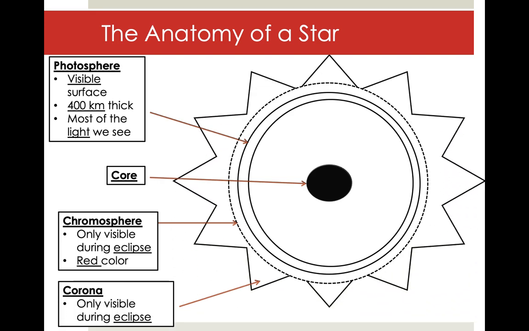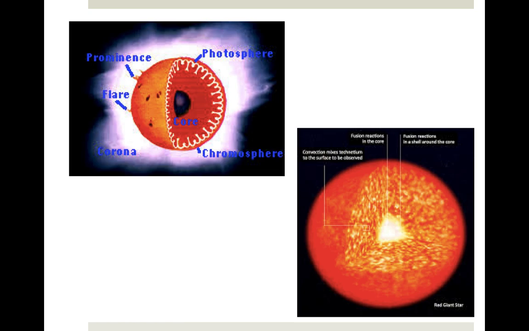And then finally, on the farthest outside, we have the corona. This is also only visible during a solar eclipse. We can think of the corona as the rays of the sun coming outwards. So here is a take on the layers of the sun. You have the core in the middle. You have the photosphere here on the outside, the chromosphere a little bit outside of that, and then you have the corona out and around that.